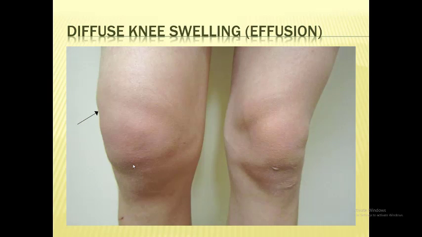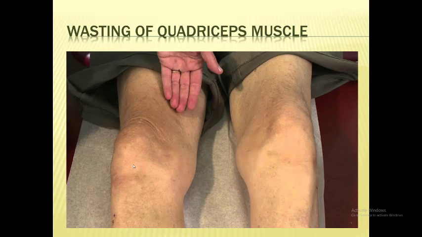This is diffuse knee swelling involving the whole knee joint. And this is wasting of both quadriceps muscles. It is more evident in the vastus medialis.